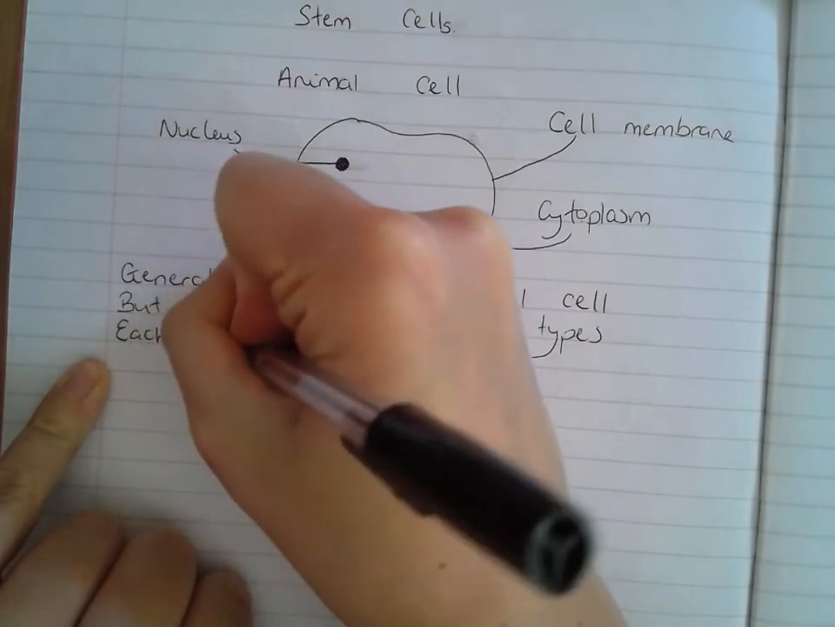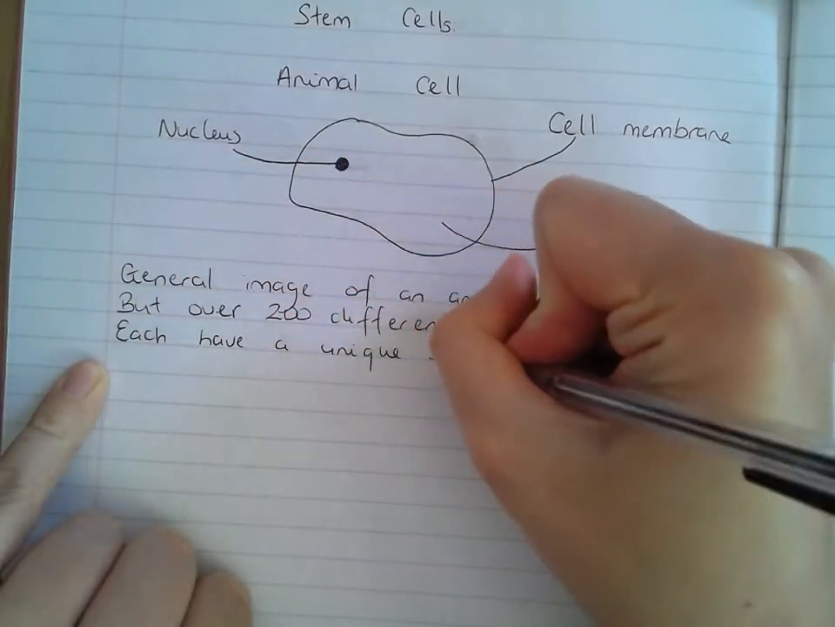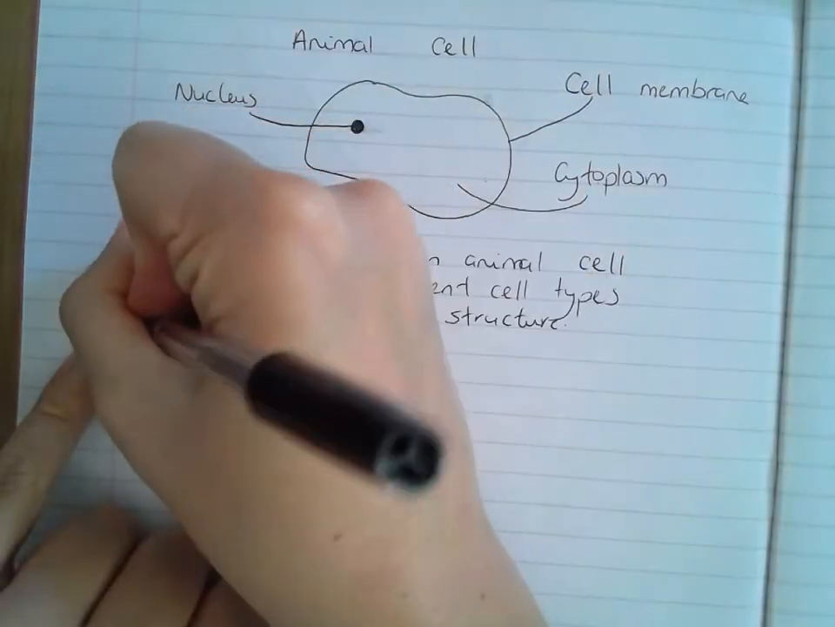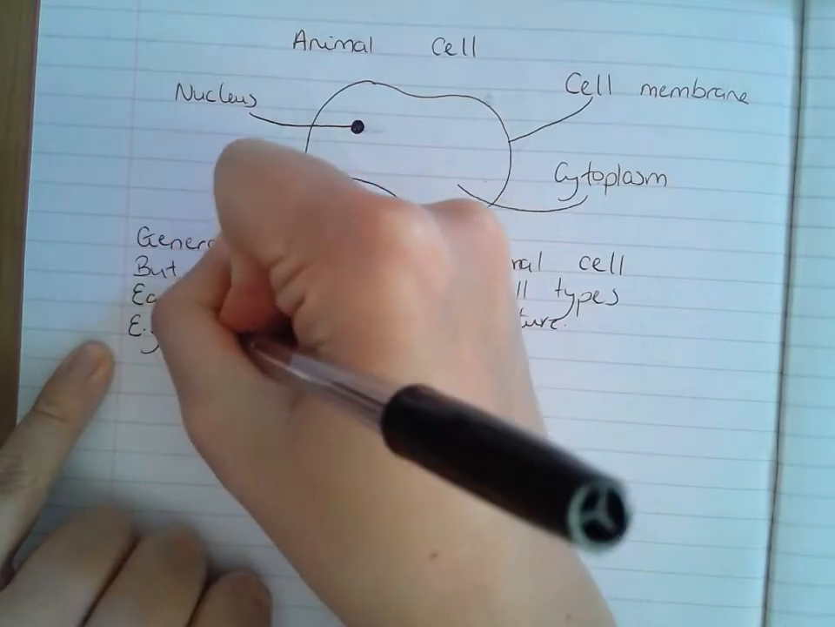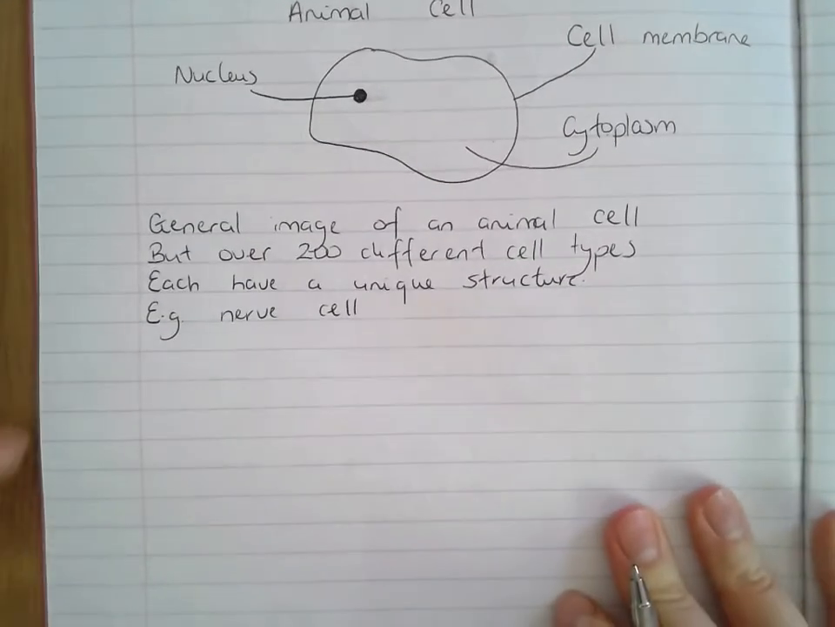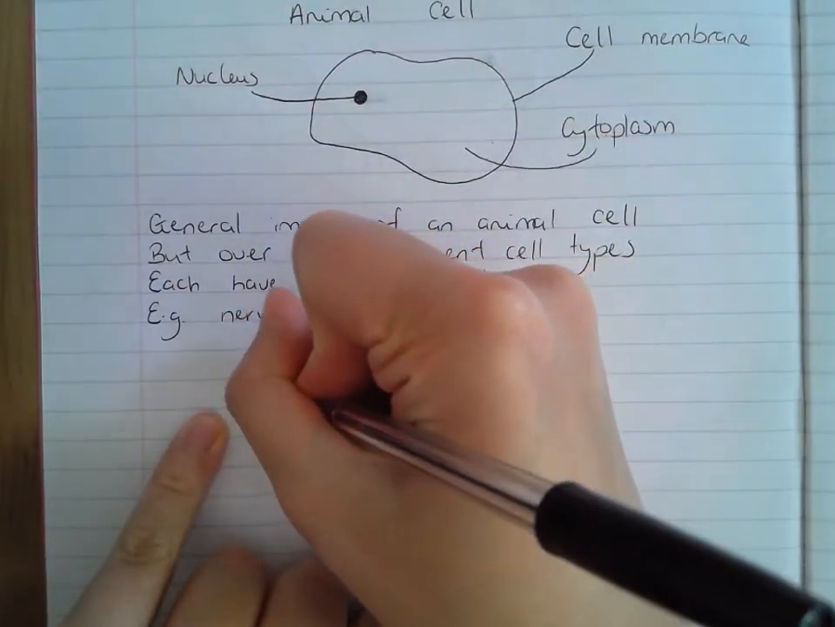They each have a unique structure. Okay, and we can do an example, e.g. a nerve cell, and we can try and jot down a little nerve cell underneath so we remember what they look like. I'm a terrible drawer.